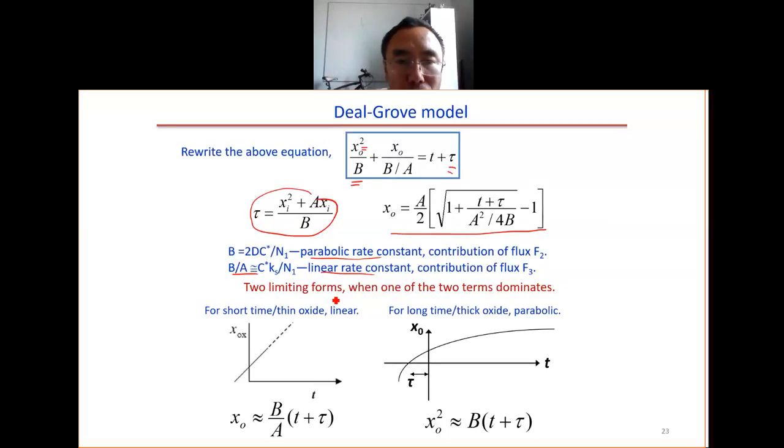You can see there are two limiting forms when one of the two terms dominates. For the short time, thin oxide, this one can be ignored. Then thickness is given by this one. So this is the linear regime. For the long time, thick oxide, this one can be ignored. So then we have this formula here. So this is the parabolic regime. This one is determined by the diffusion through the silicon oxide, so this comes from the flux F2. This one is contributed from flux F3. This is the chemical reaction rate. So the diffusion is important for the thick oxide.